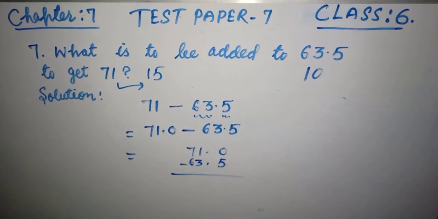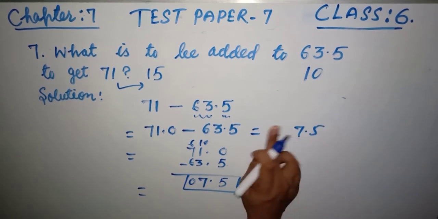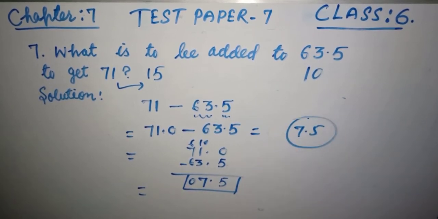Now subtract, friends. 10 minus 5 is 5. This is 0, so we take a borrow from 7 and get 6, and this becomes 10. 10 minus 3 is 7, and 6 minus 6 is 0. So hence this is your answer, friends: 0.7, sorry, 7.5 is the only answer.